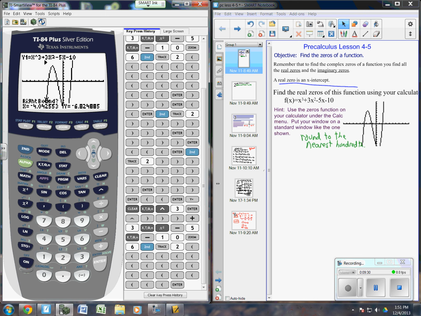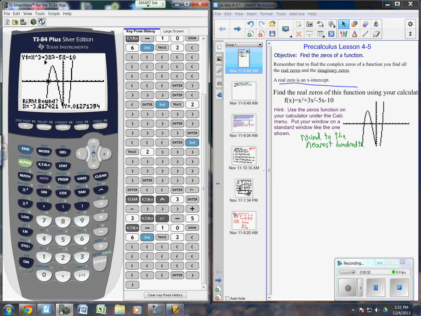Now it's asking me for a right bound. I hit my right arrow key. Remember, you never use the up and down keys right here. The up and down keys are for switching between equations if you have multiple equations. Now where my cursor is flashing right there, is it to the right or to the left of the x-intercept? It's to the right. I hit enter. Now it puts another arrow up here. They're pointing at each other. In between there is where my x-intercept is.